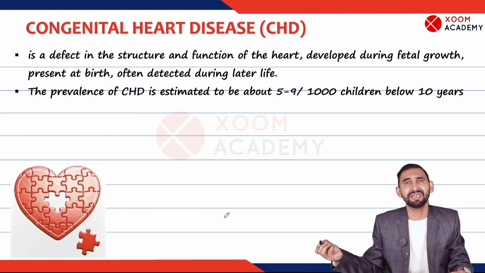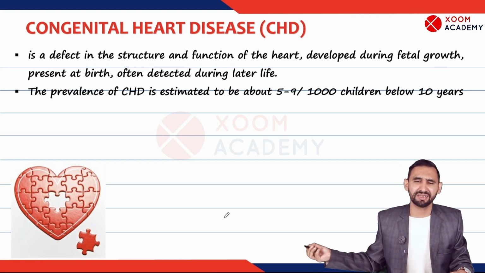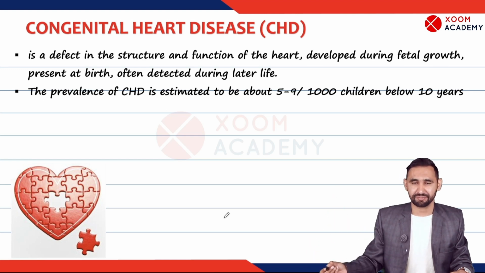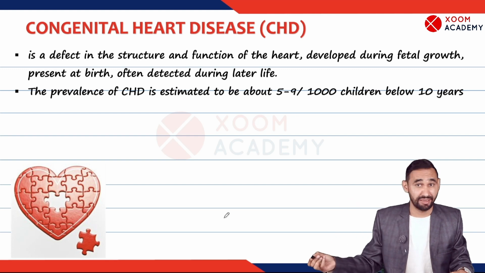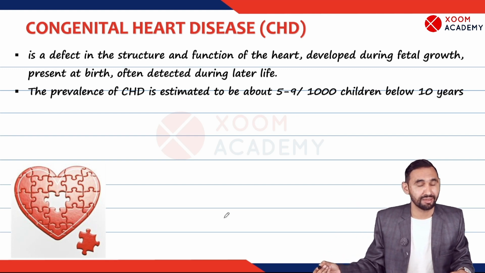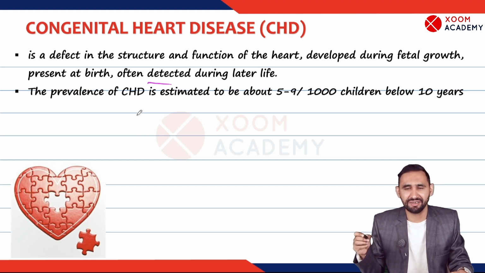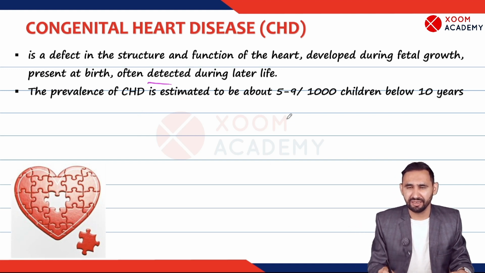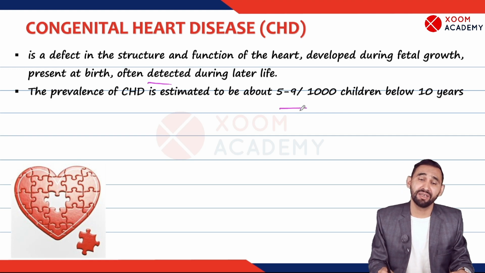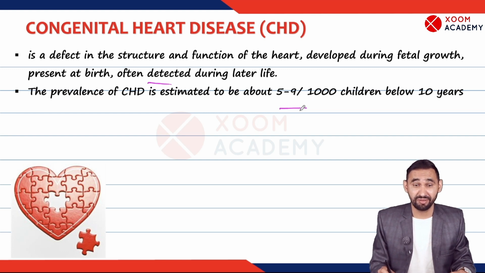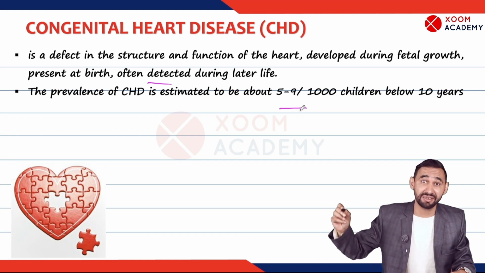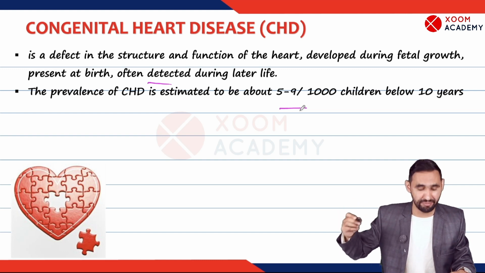Then we'll discuss congenital heart disease. What is congenital heart disease? There is a defect in the structure and function of the heart. They develop during fetal growth and are present at birth, but they are detected at a later stage. The prevalence of congenital heart disease is 5 to 9 in 1,000 children below 10 years of age. This is a problem of the developing world because there is lack of screening and lack of health services. So these diseases are increasing, the burden is increasing, and they are contributing towards disability.